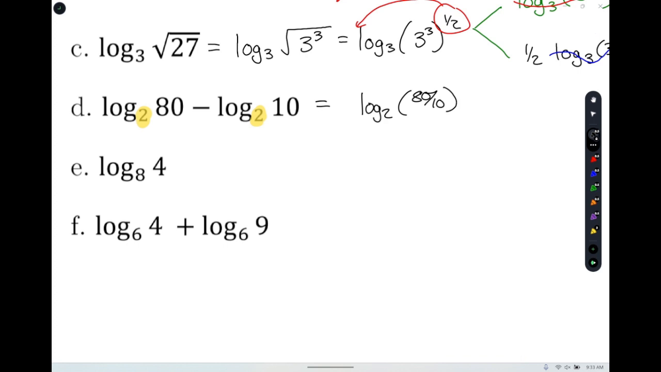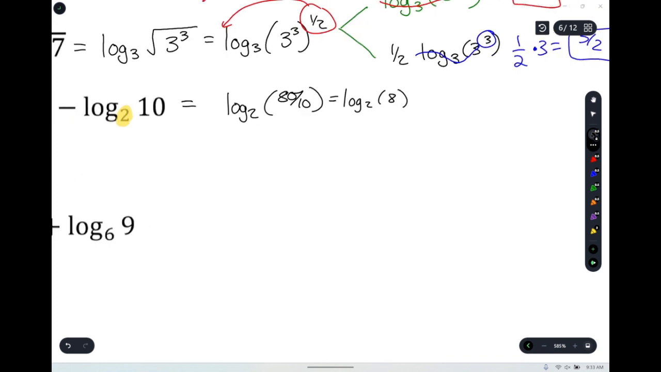Wait, now I'm scared. Is that the rule? Yeah, it is. Okay. I don't know why my brain's not liking that right now. So that's log 2 of 8. I definitely know 8's a thing.